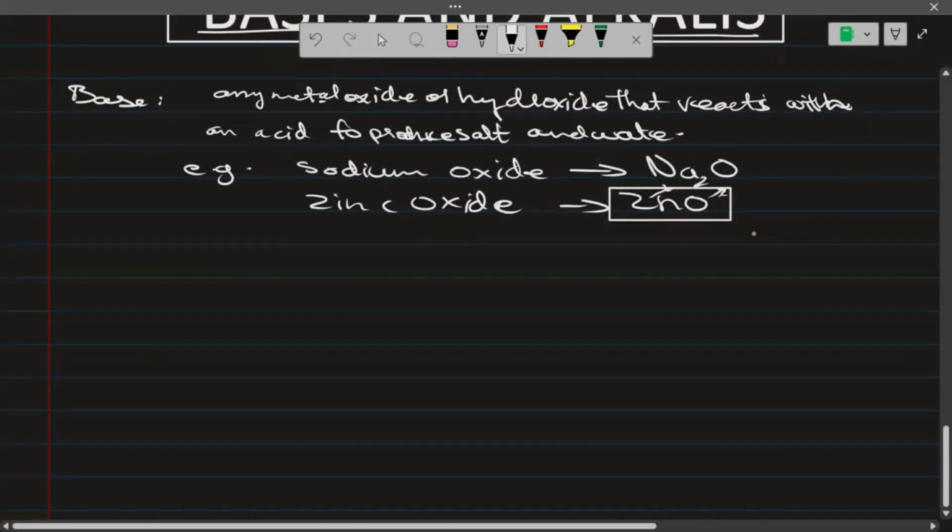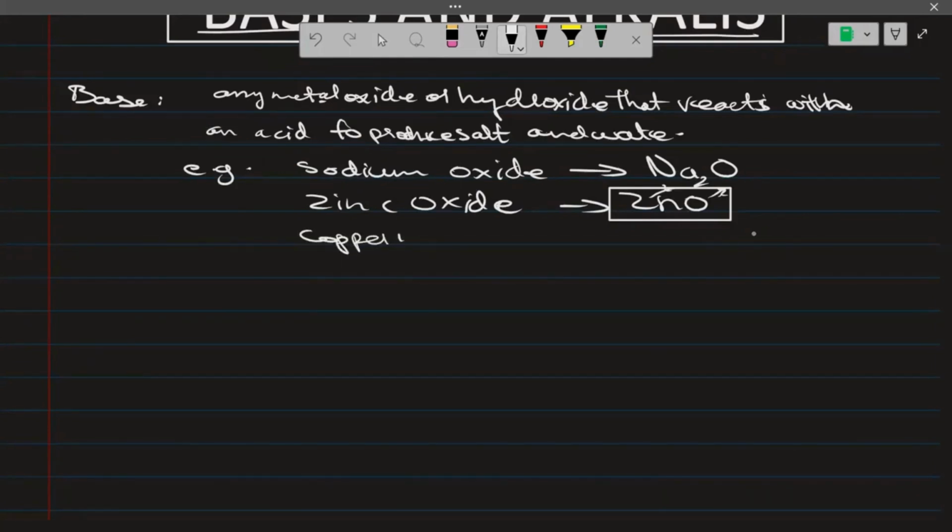And the other example we may also say is copper oxide, copper(II) oxide. Not just copper, but copper(II) oxide. And what will be its symbol? It will be CuO. So that's some of the examples.